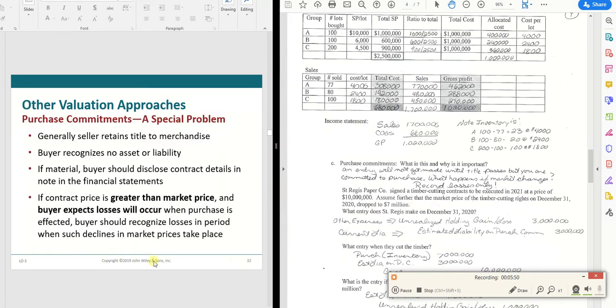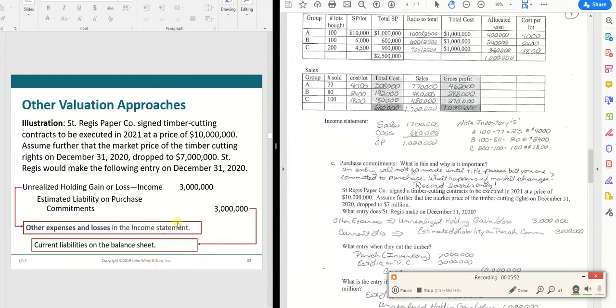Assume that, this is right there. Okay, assume further that the market price of the timber cutting rights drops to $7 million. So in other words, I've got to pay $10 million for something. If I hadn't signed an agreement, I could have bought it for $7 million. So I'm $3 million worse off. And so notice what gets recorded is not the 10, not the 7, only the drop in price.